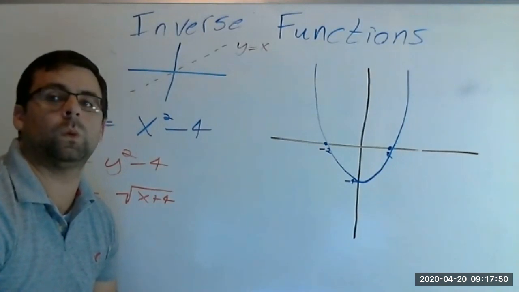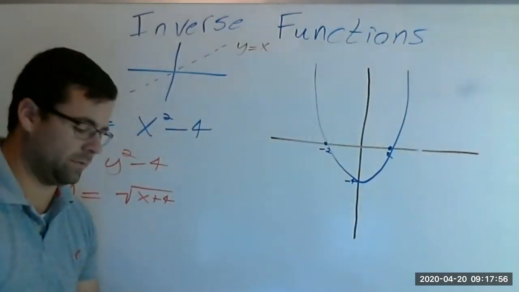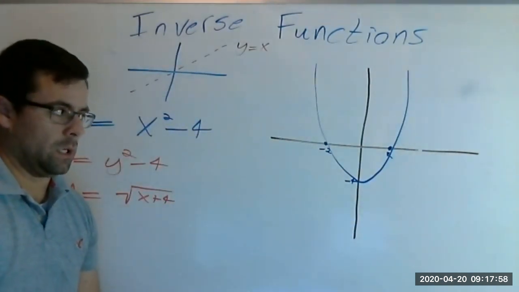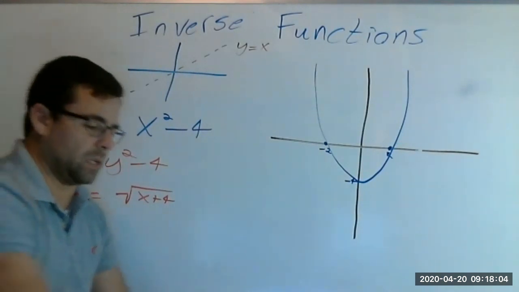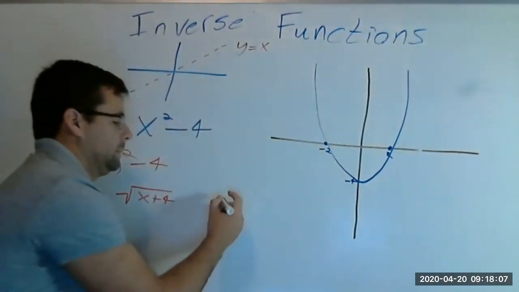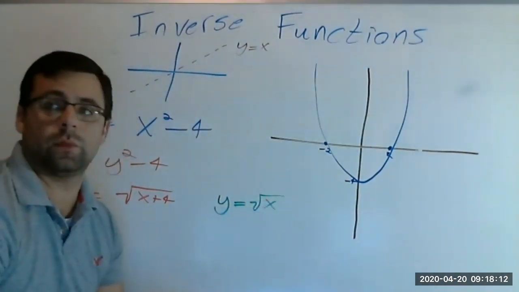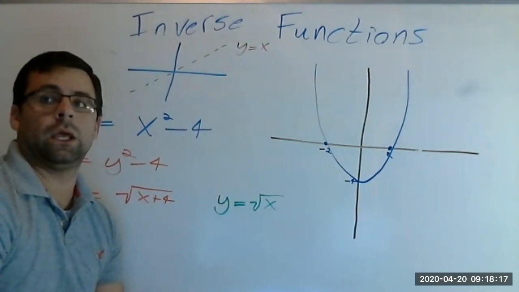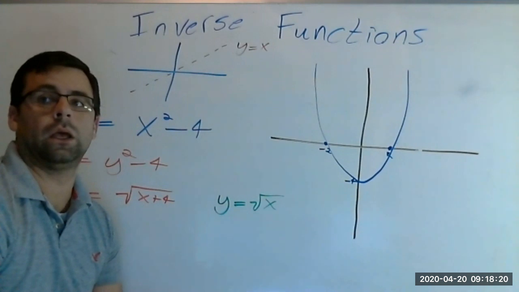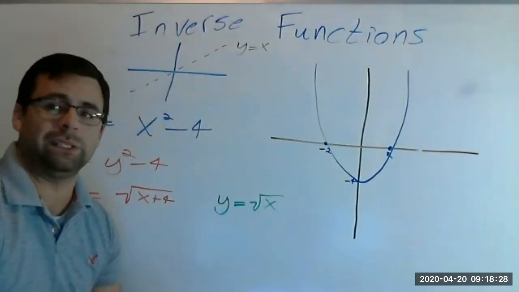All right. So now let's plot the square root of x plus 4. What does the square root of x look like? I don't know. So let's plot it real quick. Let's do a couple quick points.